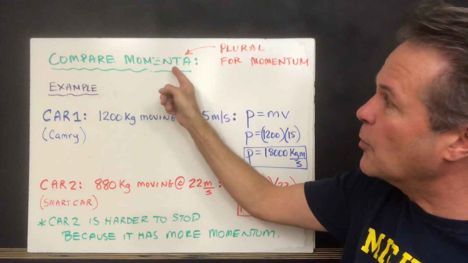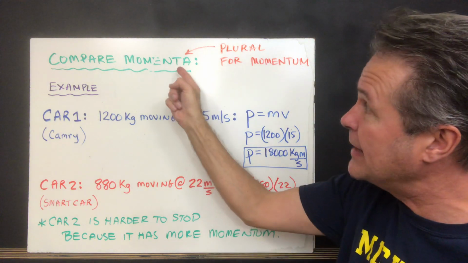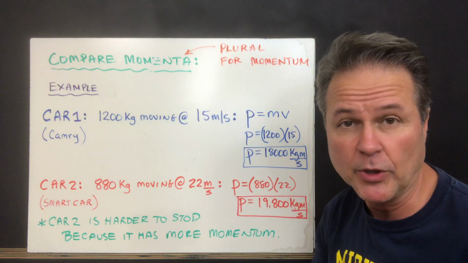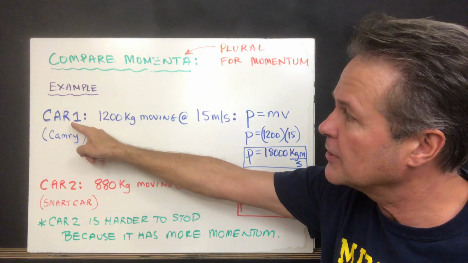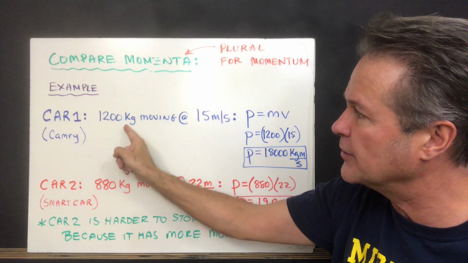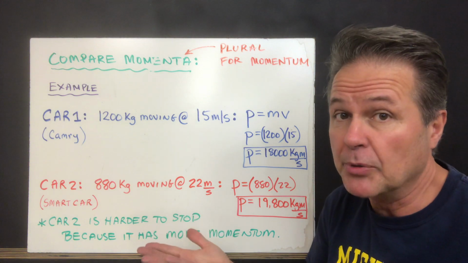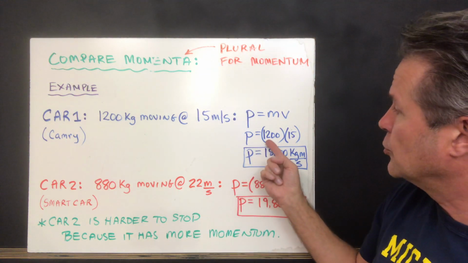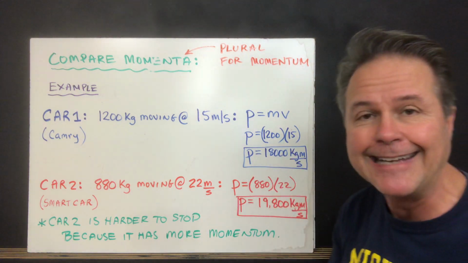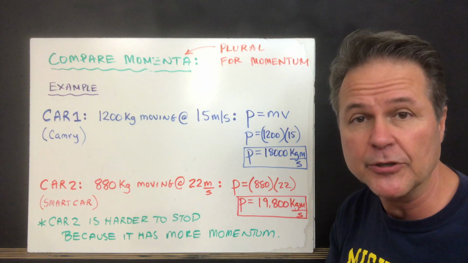Now let's compare the momenta of two objects. Momenta is the plural form of the word momentum. So for example, car 1 has a mass of 1,200 kilograms moving at 15 meters per second. Momentum is just the product of those two numbers. So 1,200 times 15 is 18,000 kilogram meters per second.